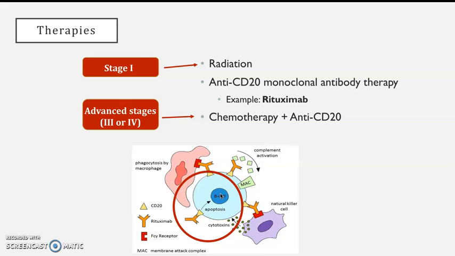If the patient is in a more advanced stage, usually Ann Arbor stage 3 or 4, they're given a combination of both chemotherapy and an anti-CD20 drug, and the combination seems to further improve the life expectancy of the patient.